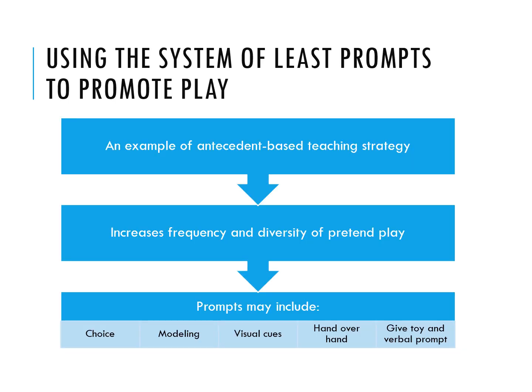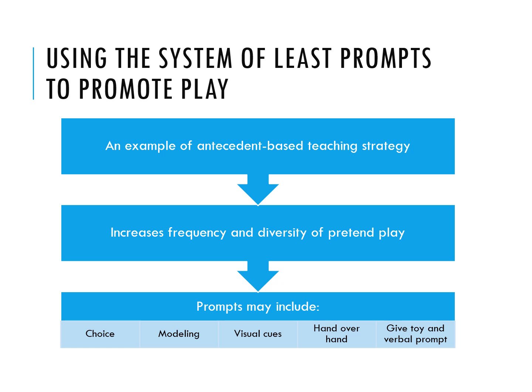One of the methods that we can use for trying to prompt that joint attention, joint play, and pretend play is using the system of least prompts. It's an example of antecedent-based teaching strategy that has been shown to get kids more engaged with pretend play. It starts with you presenting an object and observing and imitating the child before you prompt any play. You just give them something to play with, see what they do with it, and then you imitate that. Then you can move to adding a choice.